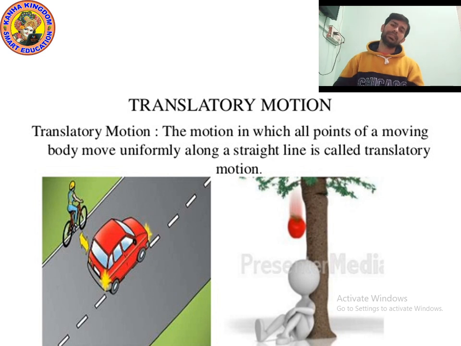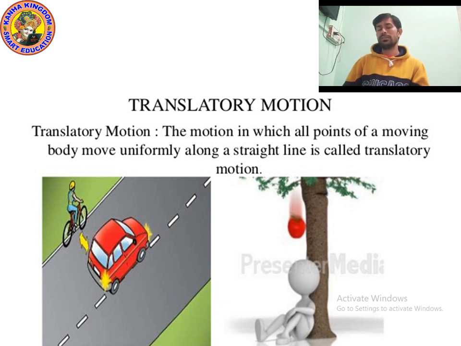So as you can see on the screen, what is translatory motion? The motion in which all points of a moving body move uniformly along a straight line is called translatory motion. The motion should be uniform, meaning equal distance should be traveled in equal intervals of time. Then it will be a uniform straight line motion.